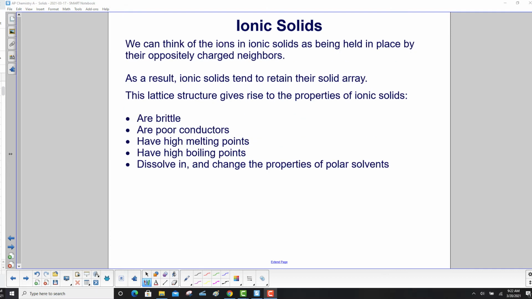We can think of the ions in ionic solids as being held in place by their oppositely charged neighbors. As a result, ionic solids tend to retain their solid array. This lattice structure gives rise to the properties of the ionic solids. They are typically brittle, poor conductors, have high melting points, have high boiling points, and they dissolve in and change the properties of polar solvents.